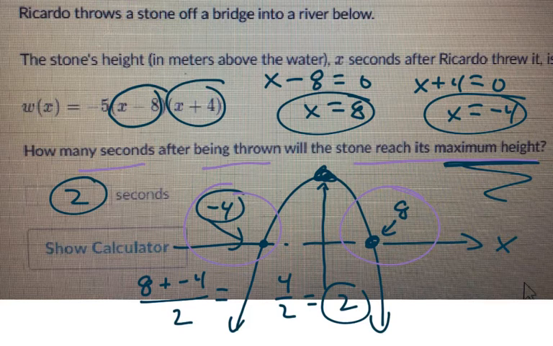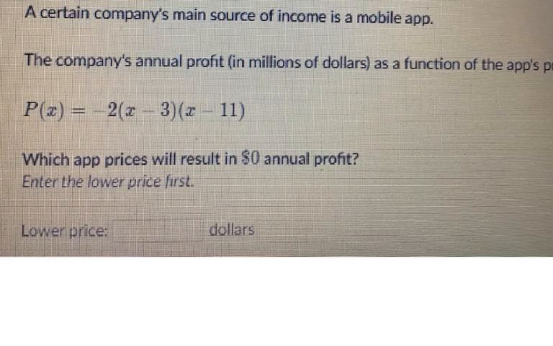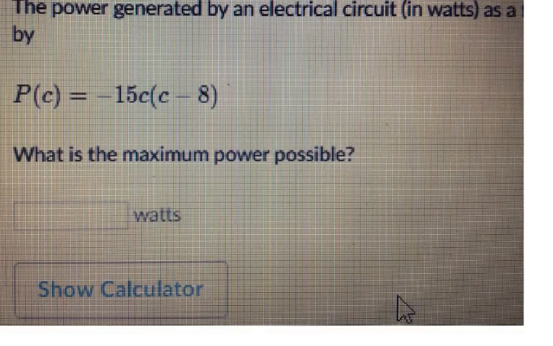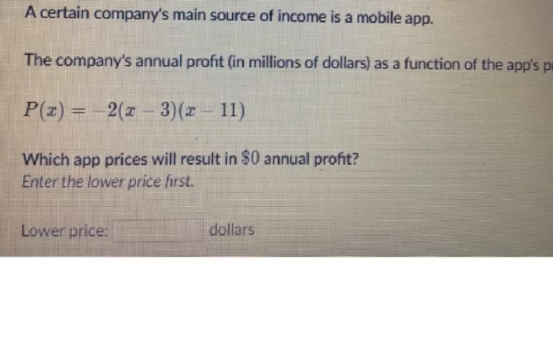So in other words, Ricardo throws this stone off the bridge. 2 seconds later, it's right there at its maximum height. Okay, let's try at least 1 or 2 more. Looks like 2 more. So let's do this one.